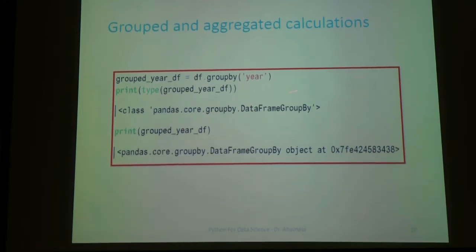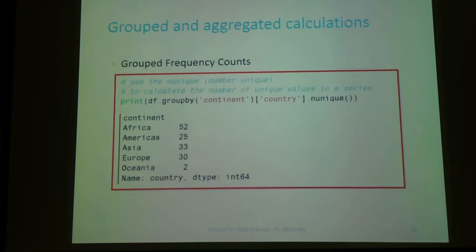DF, group by year. If I save it in a variable and try to do a type, it tells me what it is: a data frame group by. Then when I try to print it, what does it give me? The memory location. The memory location does not give me the data. All right.